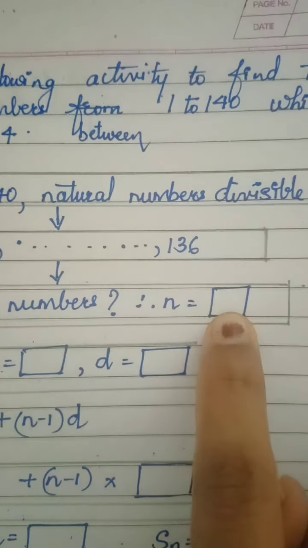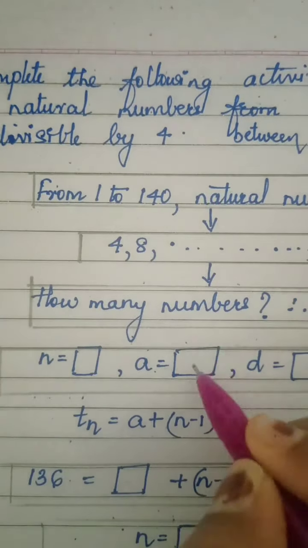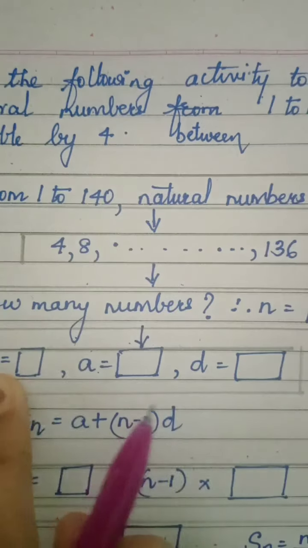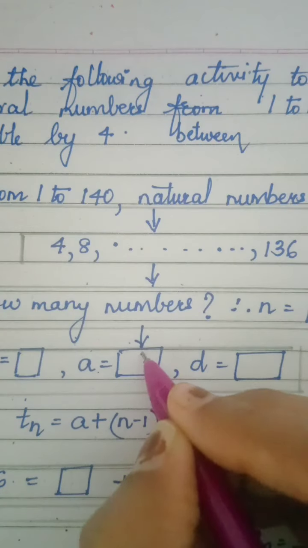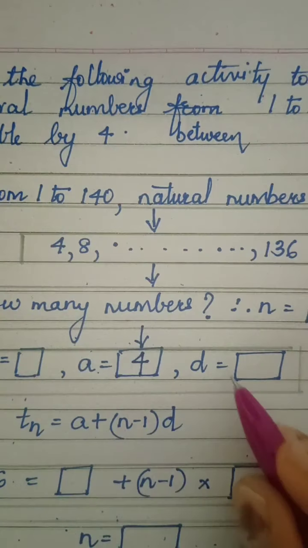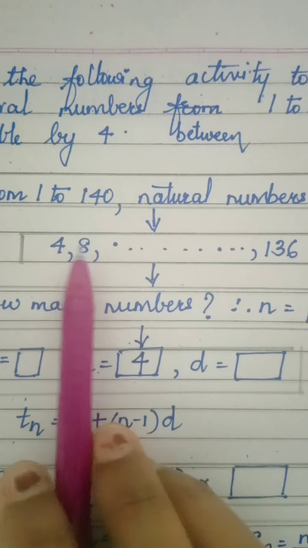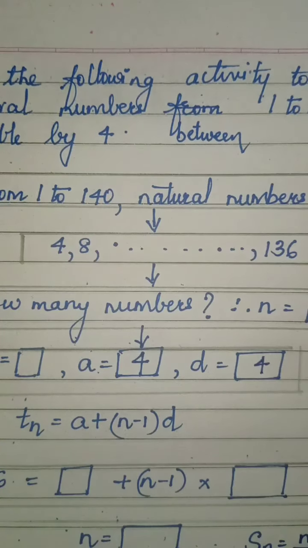So this answer we will not get now. We have to work for it. Next column. This we can get. This answer. Again, n we don't know, that we will find out later. A or first term is 4. So in this box write 4. D, common difference. Find out the common difference. 8 minus 4 will give you 4. So common difference is also 4.